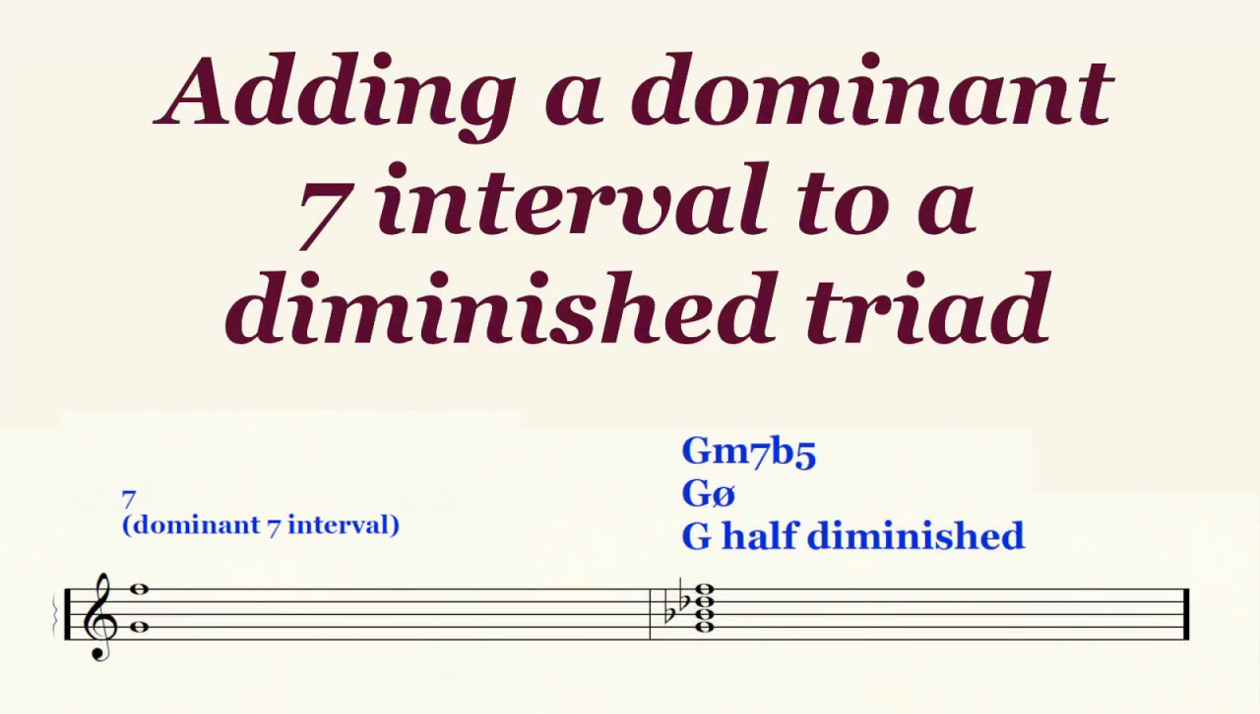The minor 7th flat 5 chord, also called a half diminished chord, is written as a circle with a slash through it, or a little m plus 7, flat, and 5. It combines a diminished triad with a dominant 7th interval. G, B flat, D flat, and F would be an example.